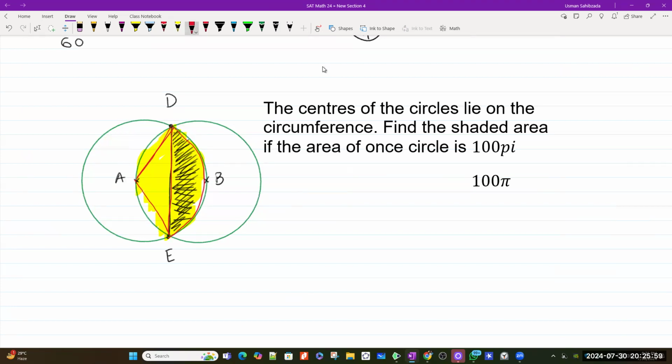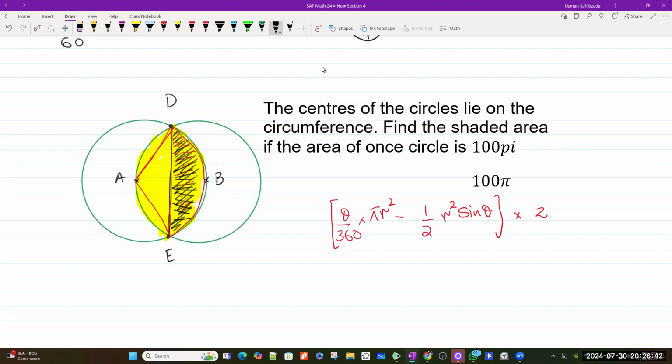If you're able to find the segment area, what was the formula? The formula was simple: theta over 360 into pi r squared, the area of the sector, minus half r into r, which is r squared sine theta. That was going to give you the area of the segment. And if you have the area of the segment, all you need to do is double that, because it's both sides. So there are two segments. Now comes the idea, where's the angle? We don't have the angle. For that, you need to manipulate the angle yourself.